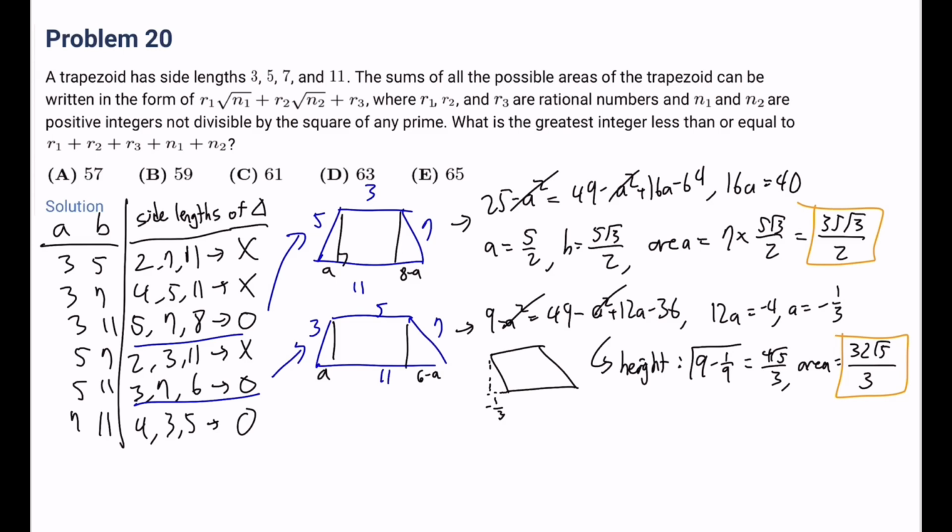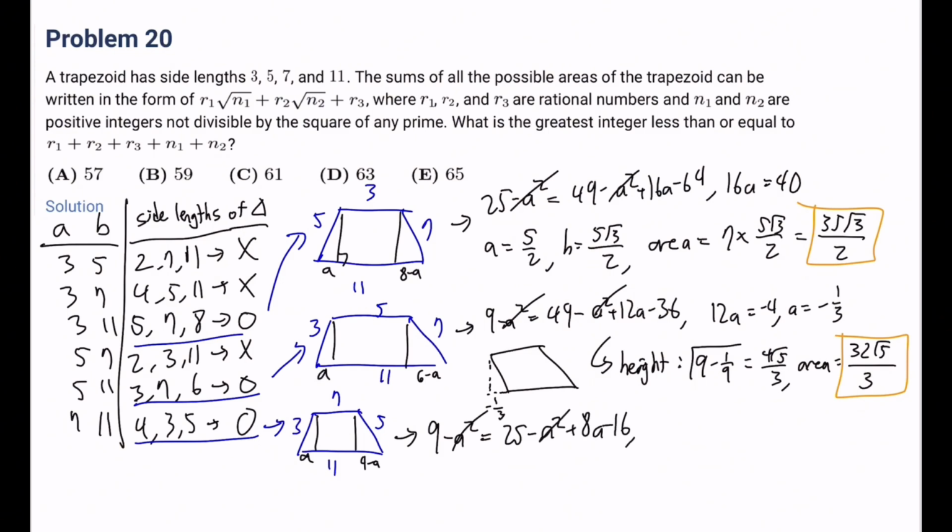And lastly, we have to consider this one. That's going to look like this. That's going to be 7, 11, 3, and 5. And same thing, let's say this is A. This gives us that 9 minus A squared equals, and this is going to be 4 minus A. So 9 minus A squared equals 25 minus (4 minus A) squared, which is A squared plus 8A minus 16. So these two cancel as always, and it gives us that 8A equals 0.